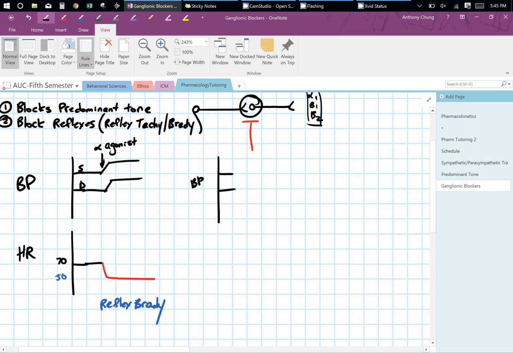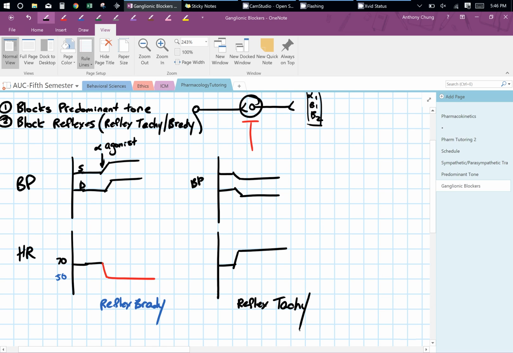Vasodilates. Vasodilates, it will decrease both of them equally. Your blood pressure is really low right now. What's your heart going to do in terms of heart rate in order to increase it? It's going to increase it. And then that's going to be reflex tachy.